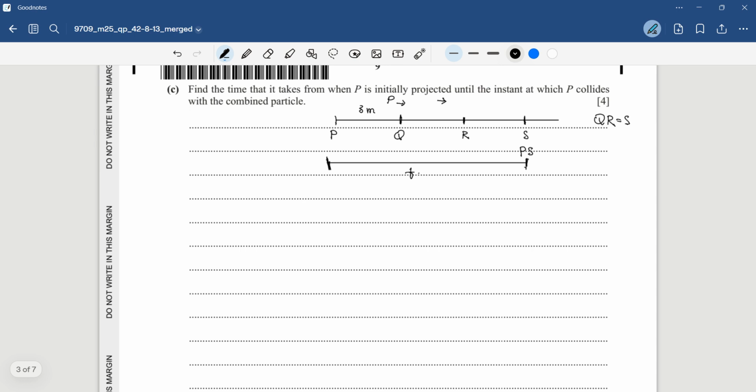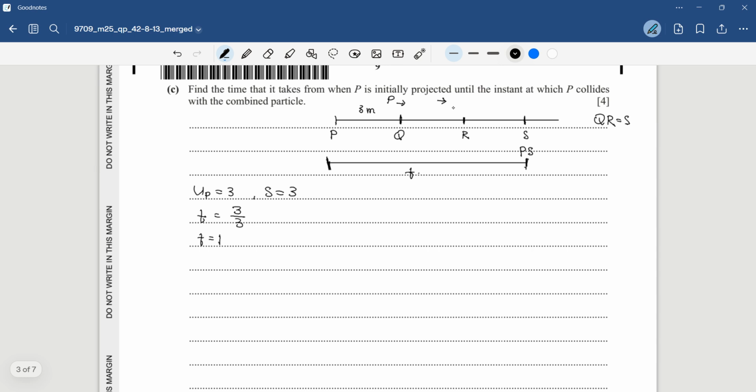So here we separate this into three different parts. The first one, we find the time for P to reach Q. The initial speed of P is 3, and the distance travelled is also 3. It is constant speed, since they said smooth, so we assume there is no acceleration or deceleration. So your T is equivalent to 3 divided by 3, which is equivalent to 1.